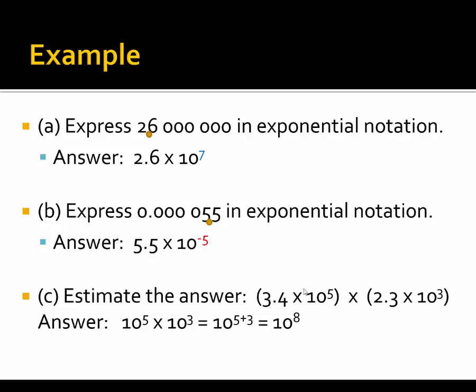Now if you look at our two numbers here, 3 times 2 is 6. Now we have a little bit more than 3, a little bit more than 2. So our final answer is going to be some number a little bit higher than 6 times 10 to the positive 8. Did you see how I was able to estimate that? So it's going to be approximately 6 times 10 to the positive 8.